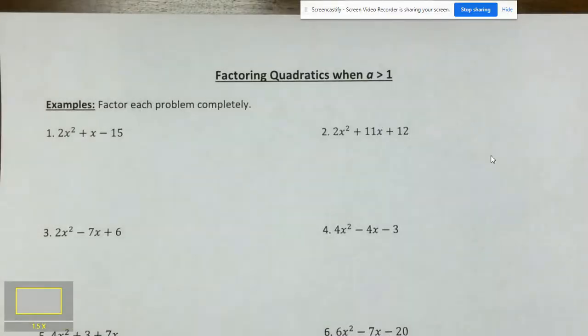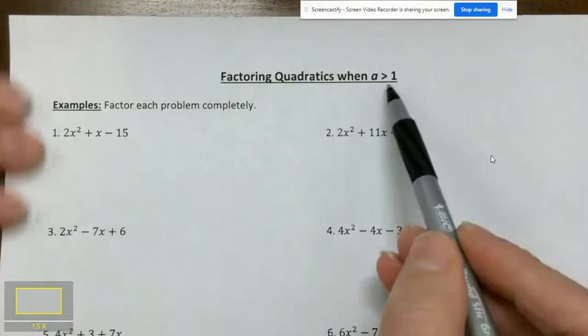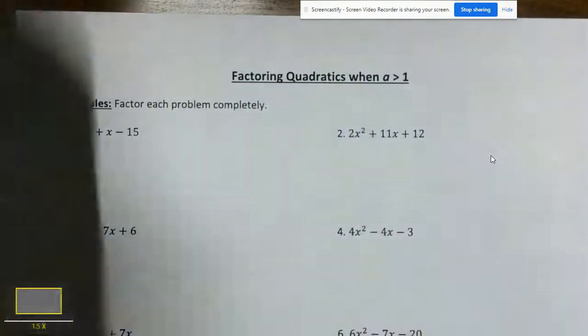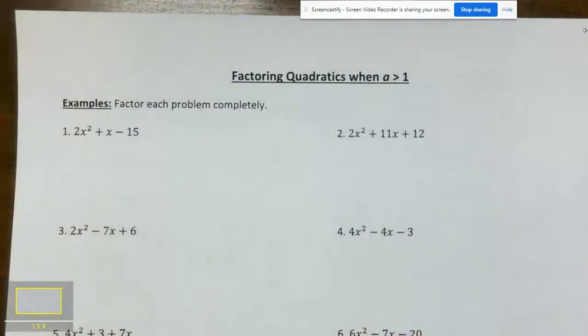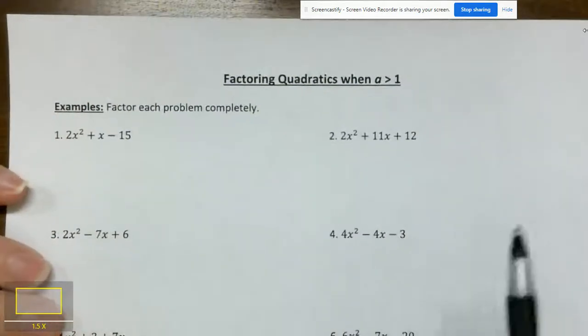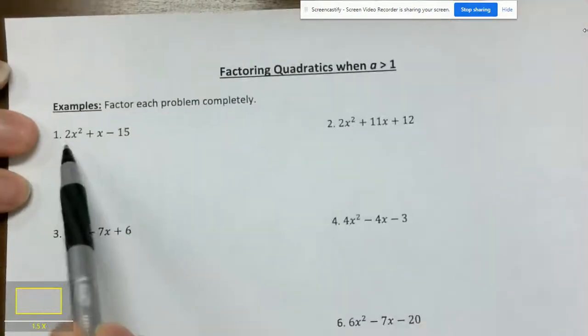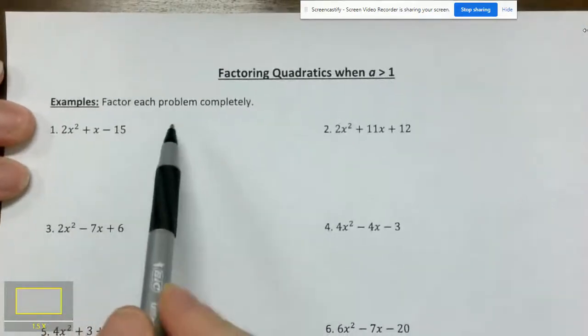Okay guys, today we're going to learn how to factor quadratics when your a is greater than 1. So we've learned how to factor them when our a is equal to 1. But what happens if your a is greater than 1? Now I'm going to go back to that box method. Okay, so this time it still says factor each problem completely.